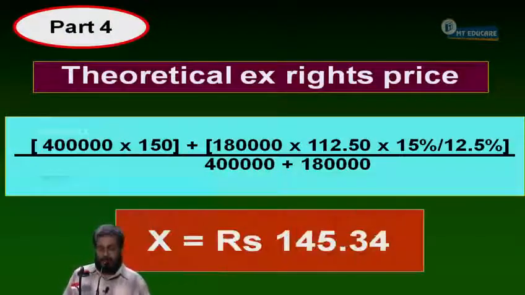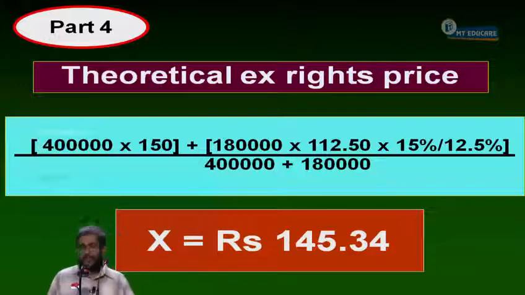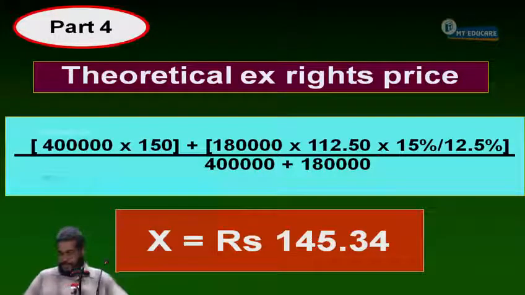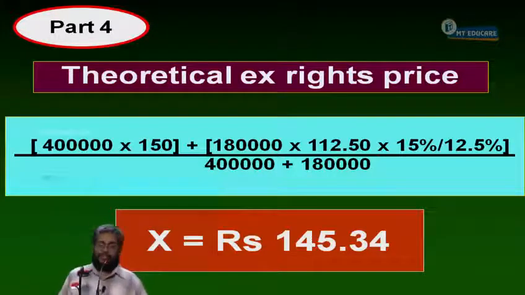This is over now. Part 5 over. Part 5 is the value of the rights. Next, part 6. Write down. Part 6: effect of rights issue on shareholders' wealth. Underline that.